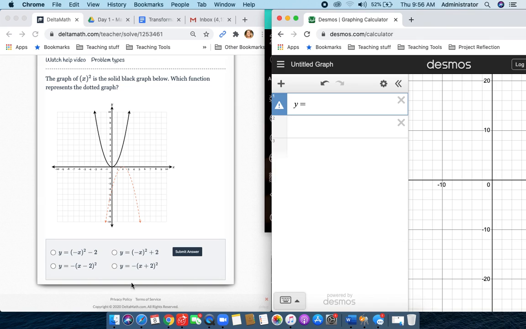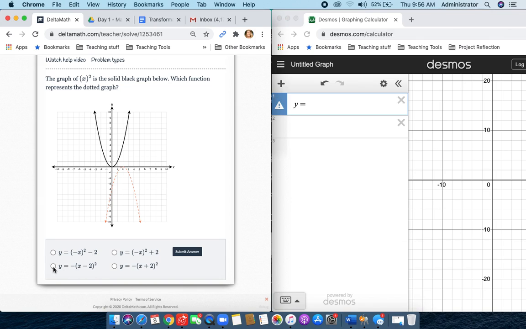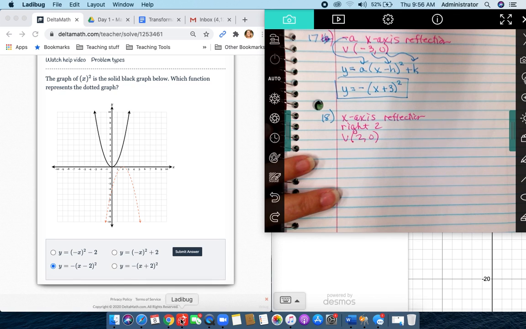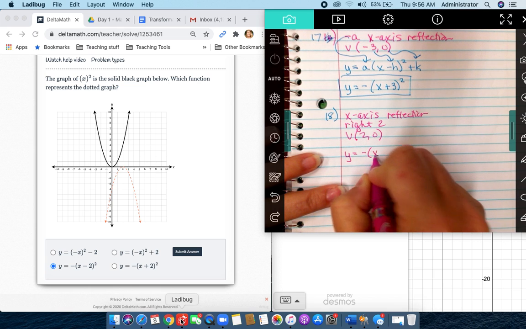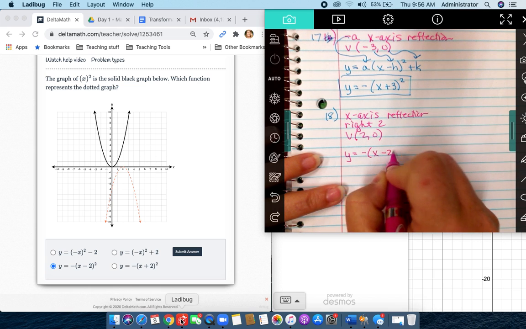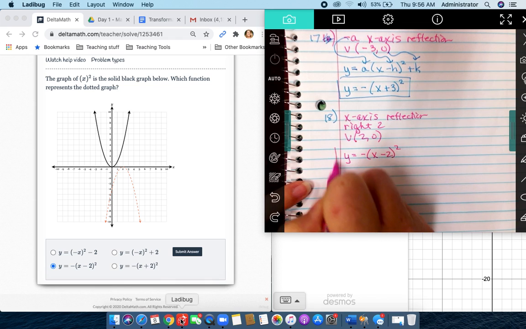But remember, you can always go in here and type it in. Once you narrow it down, you might want to do that if you're not very confident yet. So this one, again, is right 2. This one is left 2. So I feel very confident about that. I'm going to go ahead in my notebook and write that down, that I chose y equals negative. You actually read it as the opposite of the quantity x minus 2 squared.